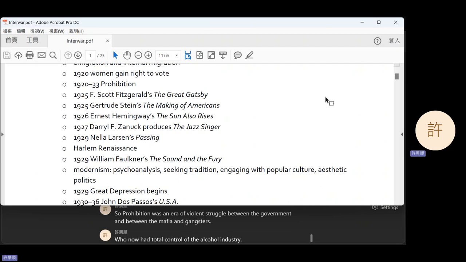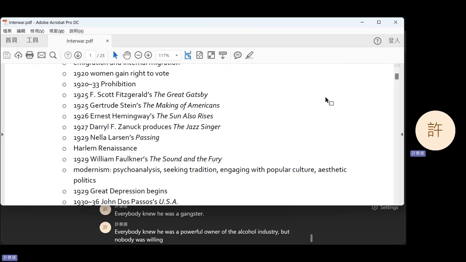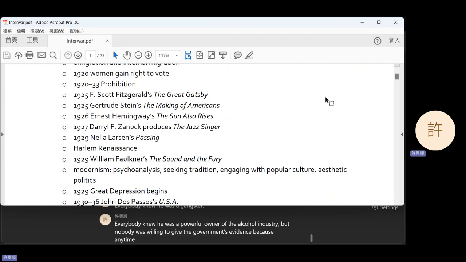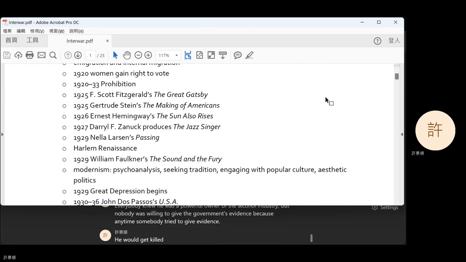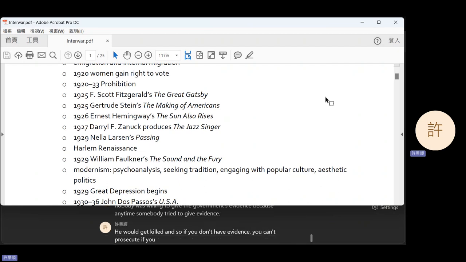Some of the more famous gangsters in US history came from this era, people like Al Capone, who everybody knew he was a gangster. Everybody knew he was a powerful owner of the alcohol industry, but nobody was willing to give the government evidence, because anytime somebody tried to give evidence, he would get killed. And so if you don't have evidence, you can't prosecute. If you don't prosecute, you can't put him in jail.